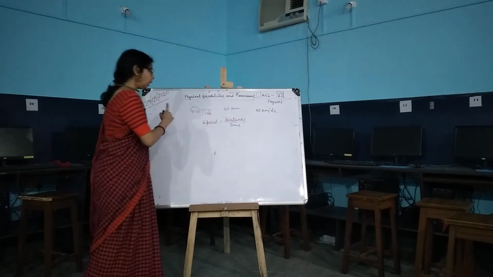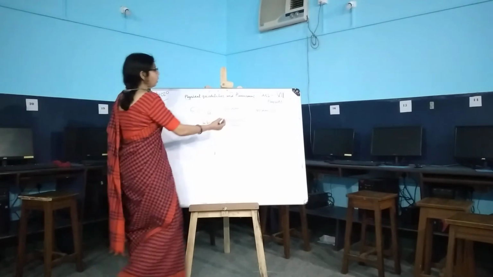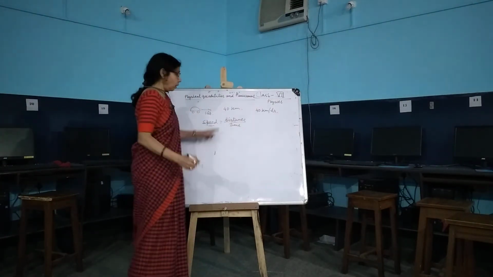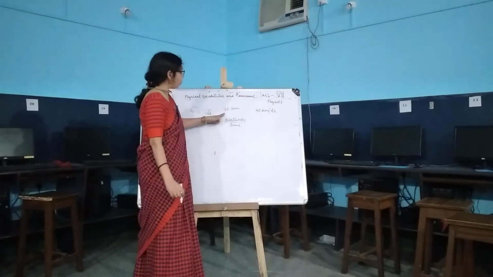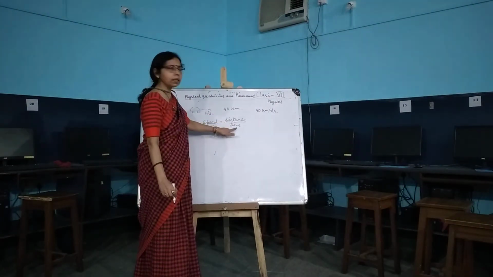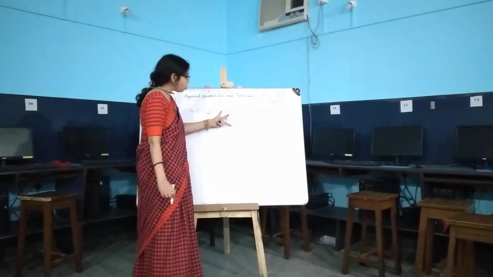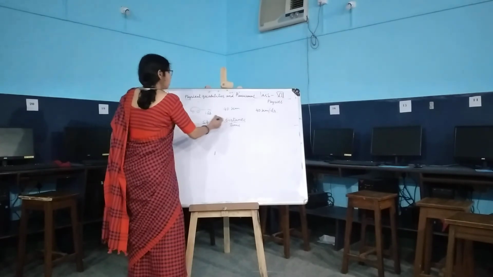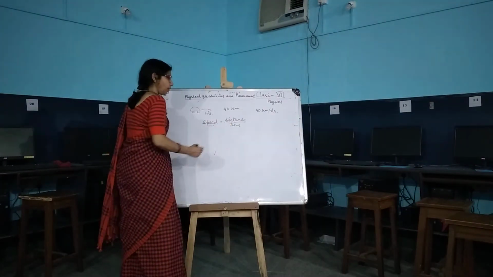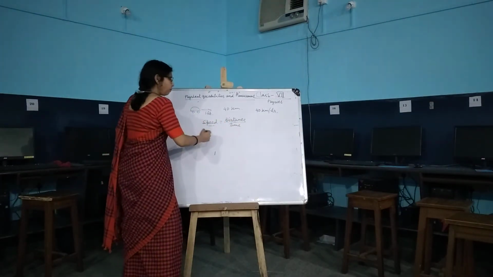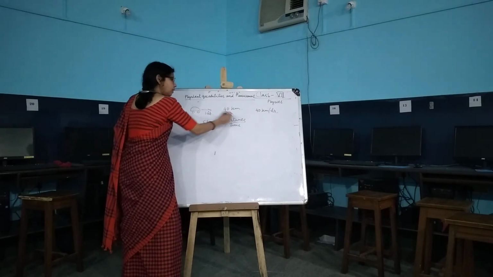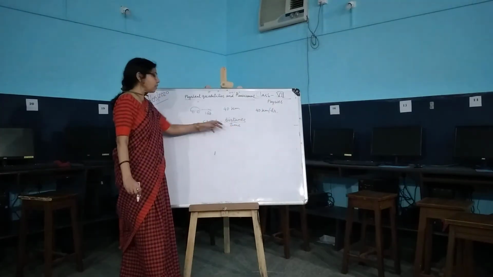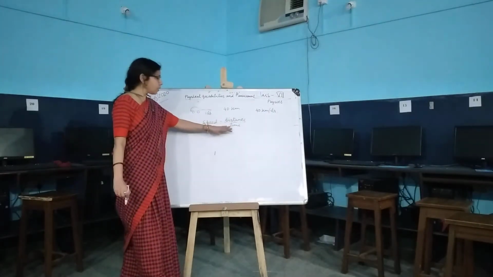So in any numerical, if you have to find the speed, what physical quantities do we require? We require the distance and the time. If these two are given, we can find out the speed. Similarly, if speed and time are given, we can find out the distance. And if speed and distance are given, we can find out the time. So we can say speed is equal to distance by time.